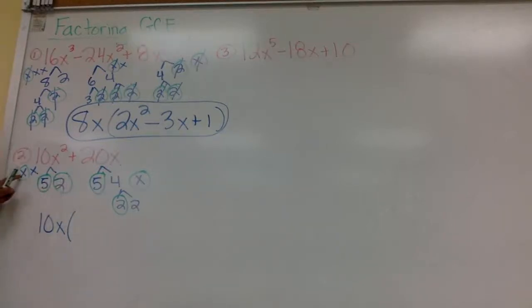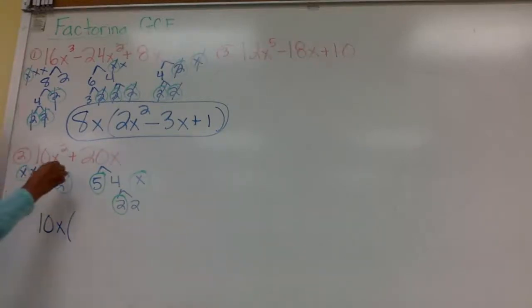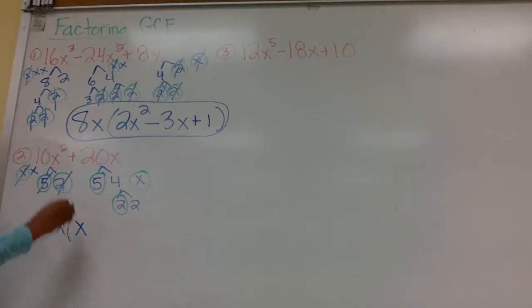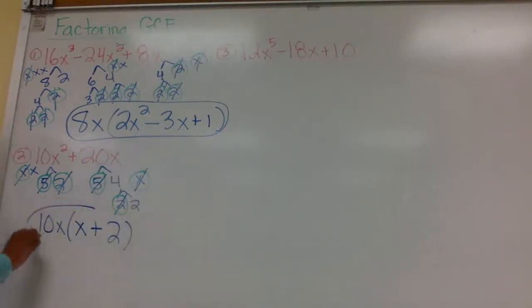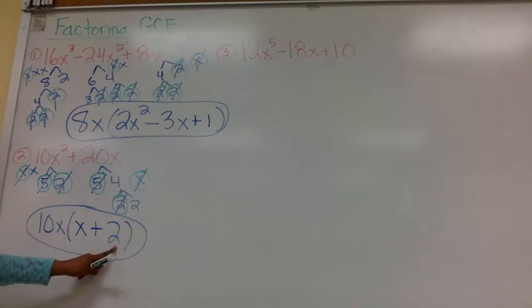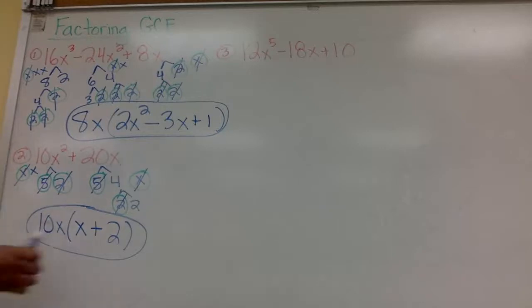So 5 times 2 times x is what they share. Leftover prime numbers and terms go inside of the parentheses. So after I take away the 5, the 2, and the x, I'm left with an x. Bring your plus sign down. After I take away the 5, the 2, and the x, I'm left with a prime number of 2. Greatest common factor goes on the outside. Everything else goes on the inside. And check your work by just doing the distributive property back out, and it should give you the original problem that we started with. In this case, it'll give us 10x squared plus 20x.